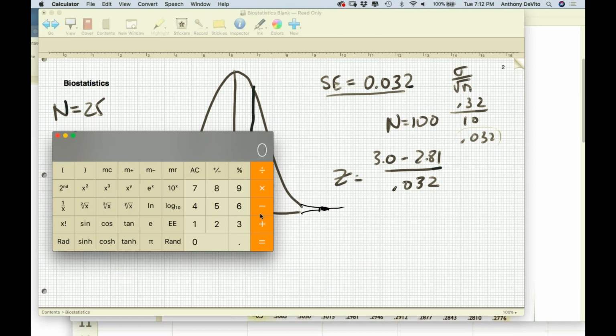Right, so it's going to be 3.0 minus 2.81 divided by 0.064. So our z-score there is still going to be almost 3. So remember, with 3 standard deviations left and right, only a tiny, like a tenth or so of 1% is going to be above that or below that.